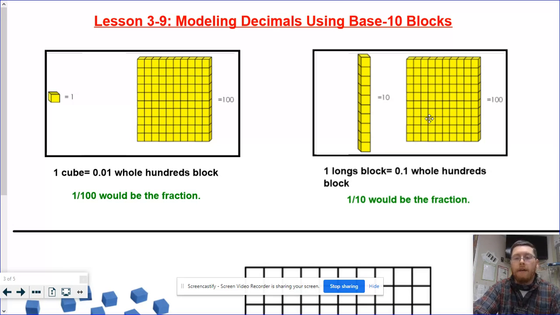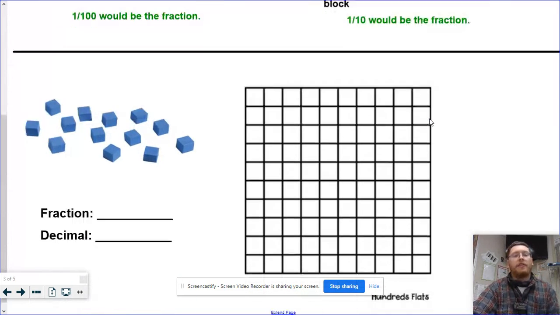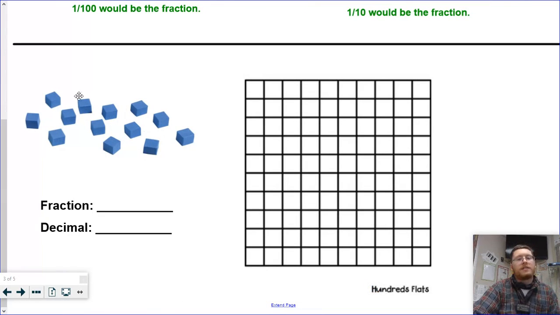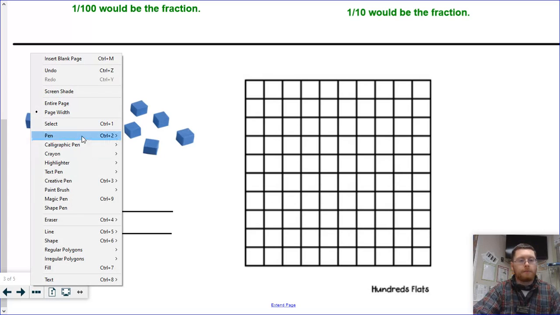Having that, we are going to look at this simple problem right here. I have these unit cubes, and it won't be as simple as having longs and units. When I count these up, I first have to find out what my fraction and decimal are, and then color it inside my hundreds block.